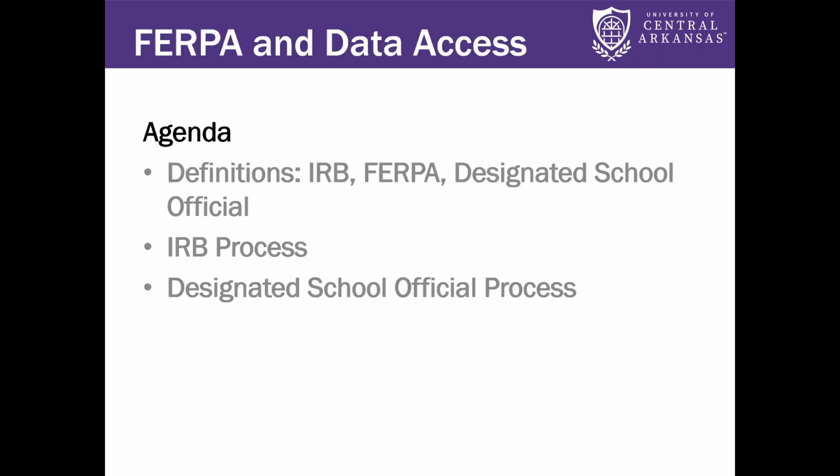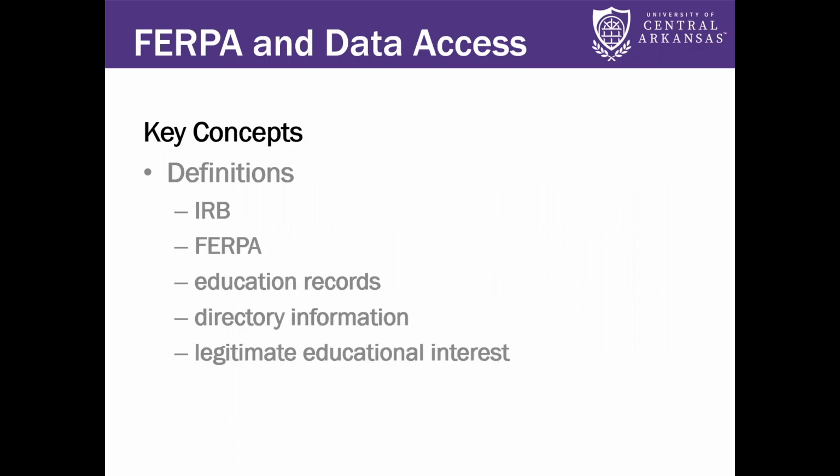Okay, so this is the basic agenda for today. We're going to go over the definitions of an IRB, what a designated school official is, the IRB process, and then the designated school official process if you need that. We'll go over those circumstances. So the key concepts we're first going to go over are IRB, FERPA, what is an education record, directory information, and a legitimate educational interest.